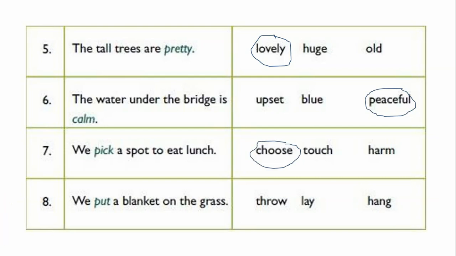And then number 8, we put a blanket on the grass. On the grass is not throwing. It's not hanging also, but laying down. Okay. Did you have the same answer with me? I hope so. If not, you may just give comment to me.